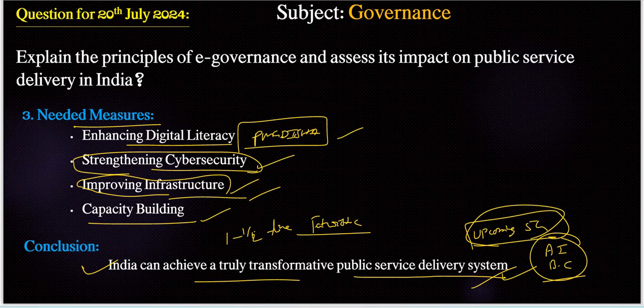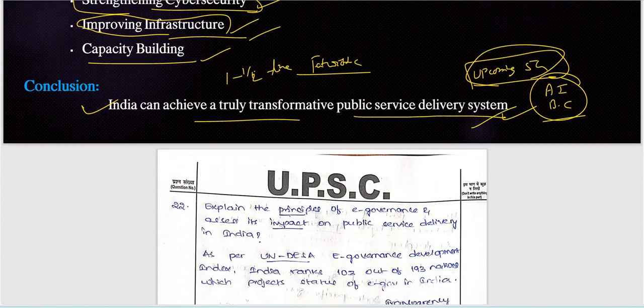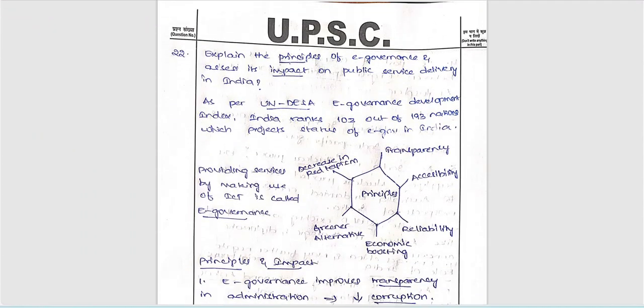Next, this is the perfect structure for this answer. So now let's check today's answer written by Shikshna Reddy. As per the UN e-Governance Development Index, India ranked 103 out of 193 nations, which projects the status of e-governance in India. Very relevant current affairs introduction. Very good. These types of introductions need to be written in the first part. That is good. Next, providing services by making use of ICT is called e-governance. Simply, he has written the definition.